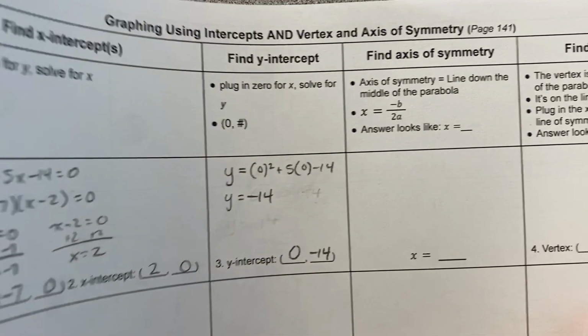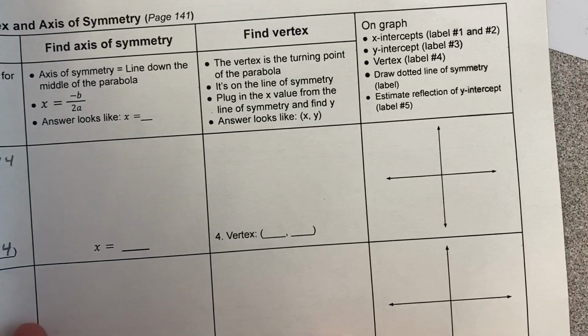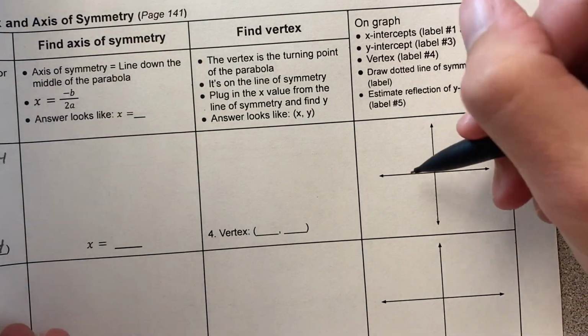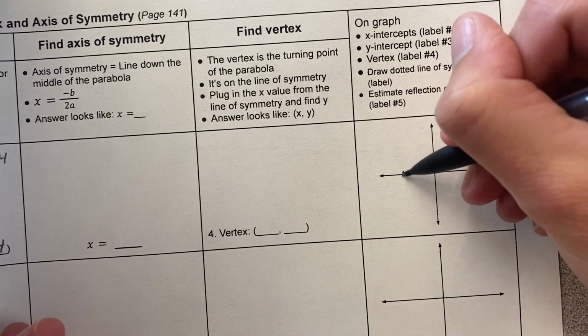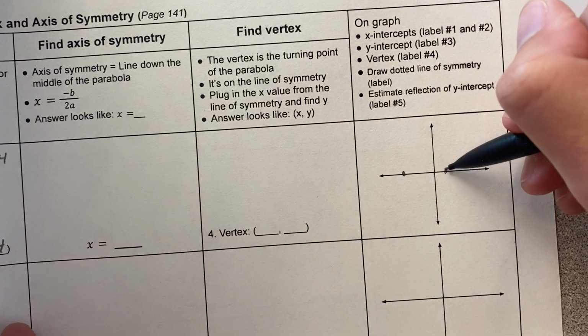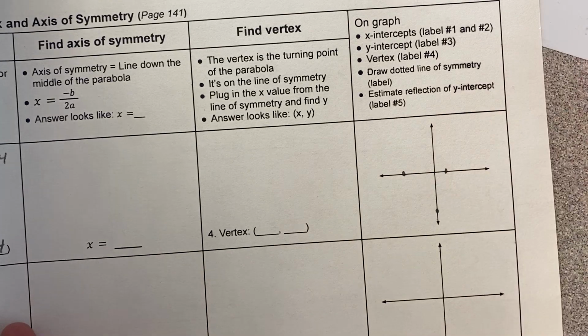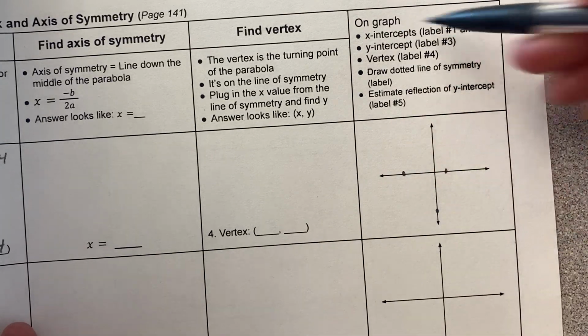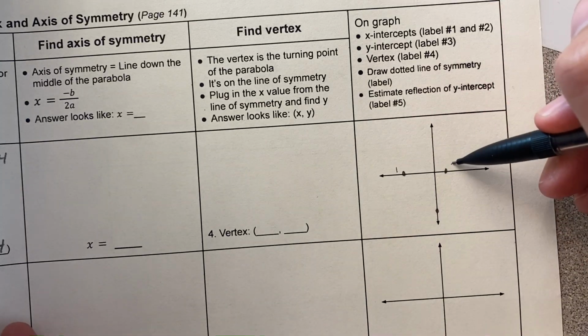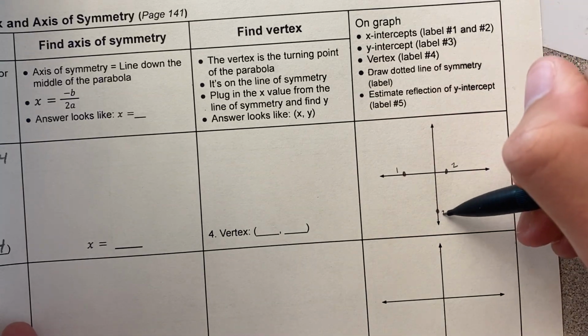So I already have, and look, I'm just going to put it on the graph. I'm going to put my x-intercepts. So my x-intercepts are -7, 0, and 2, 0, and my y-intercept is 0, -14. So I'm just going to graph those, right? Look, my x-intercepts, I'm going to label them 1 and 2. And then my y-intercept, I'm going to label it 3.